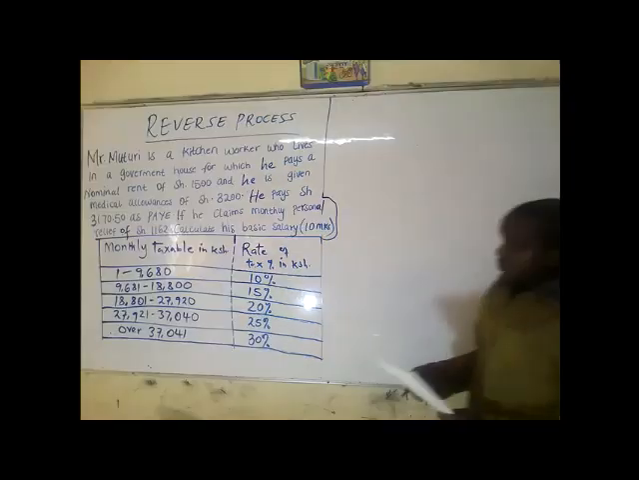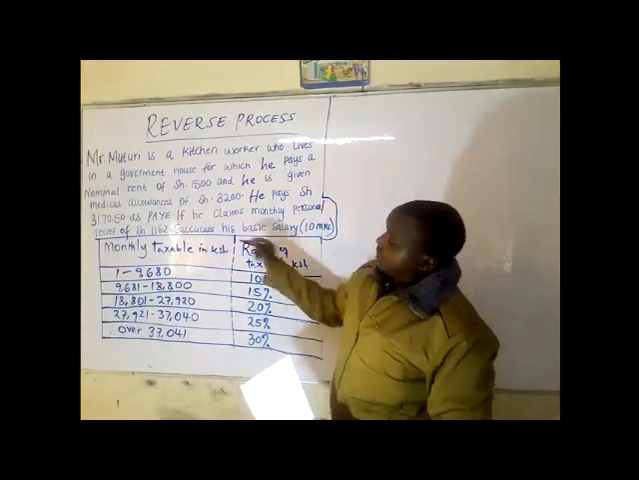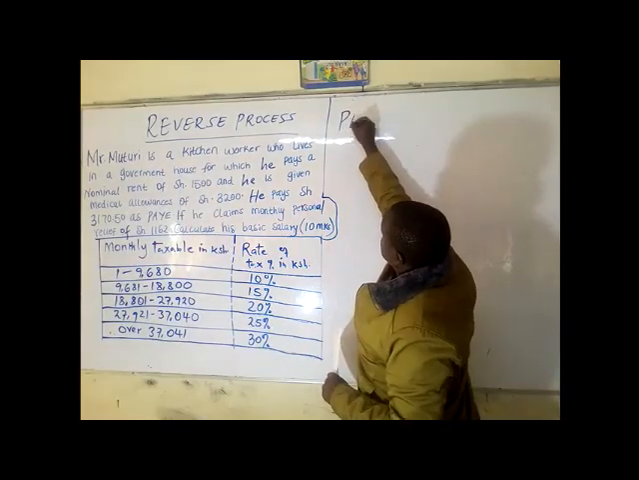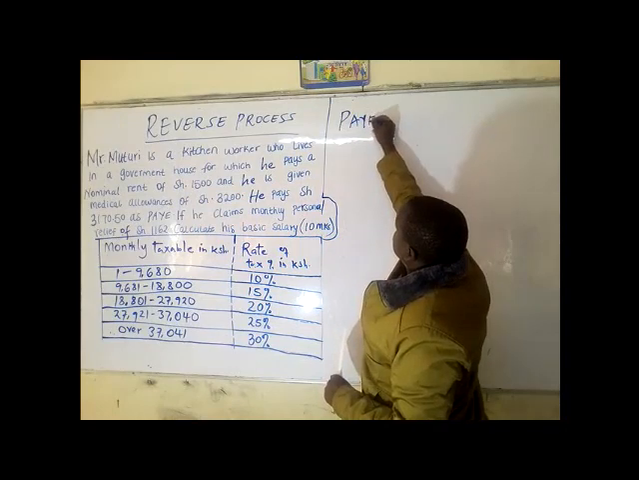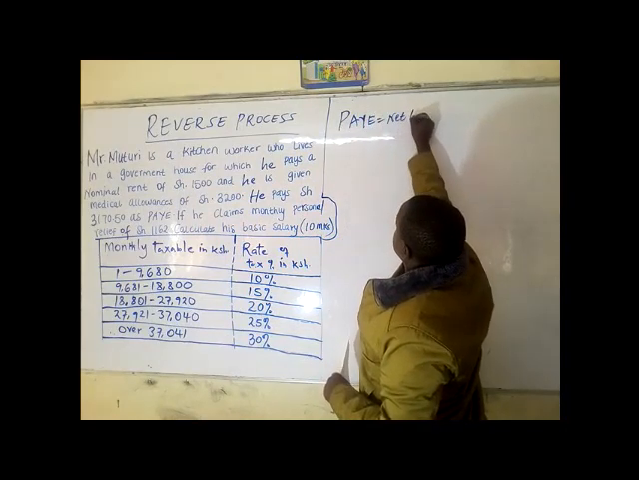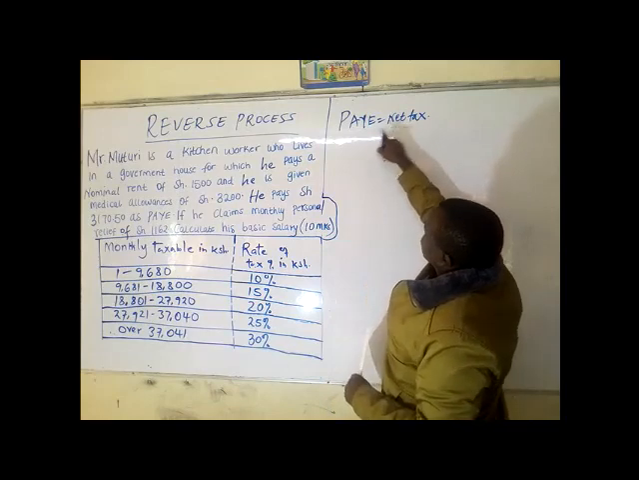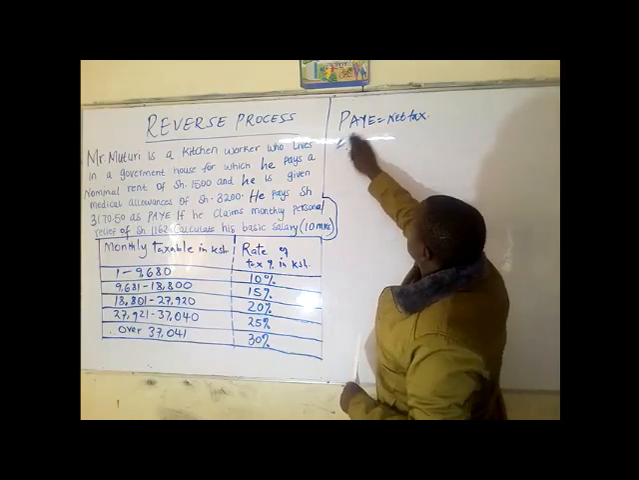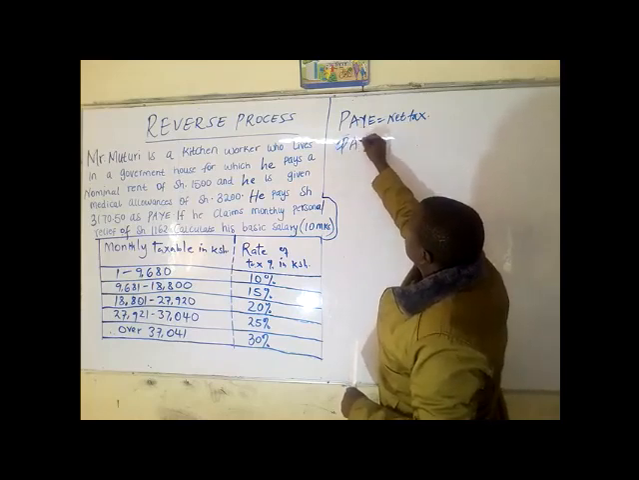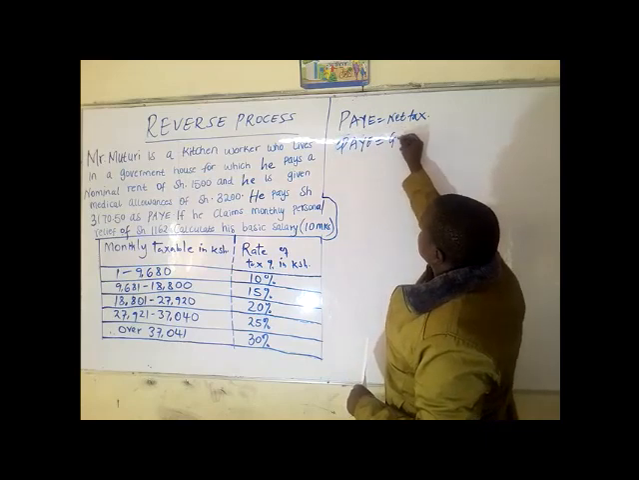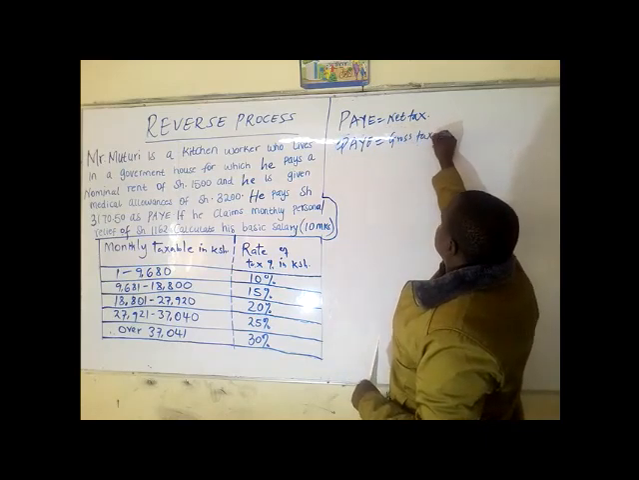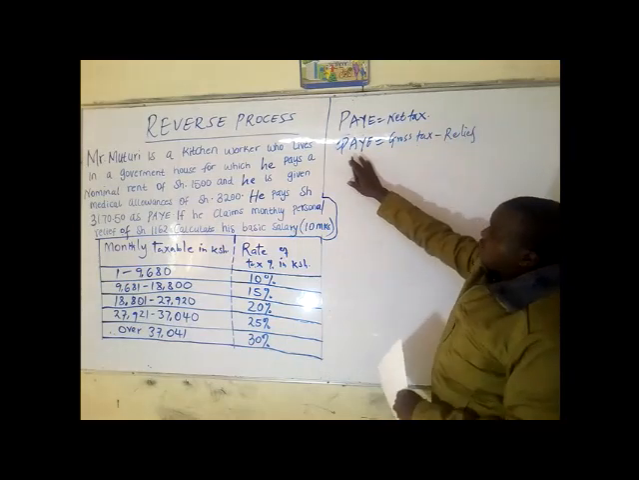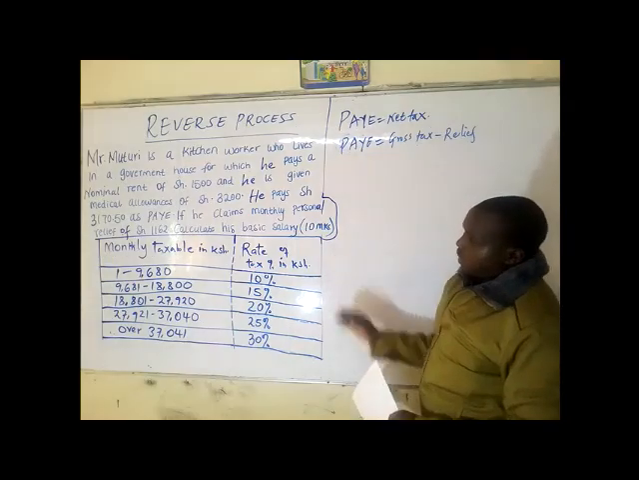So welcome. I want to remind you that PAYE is the same as net tax. Remember, what is net tax? Net tax is equal to gross tax minus relief, or PAYE is equal to gross tax minus relief. When you have these formulas in mind, this sum becomes very easy.